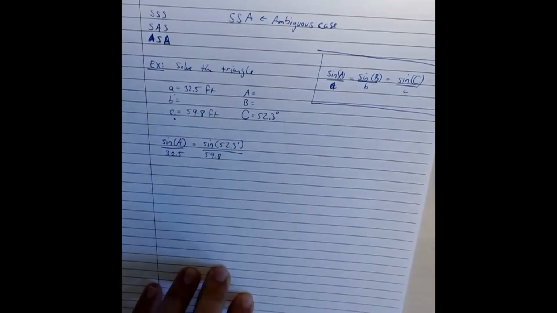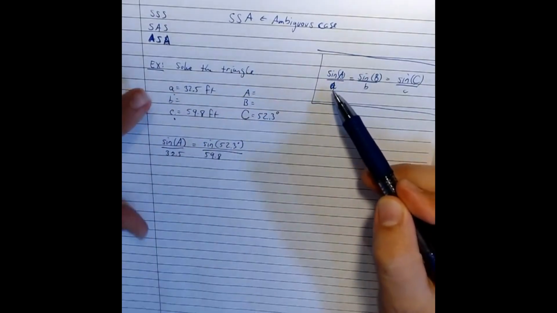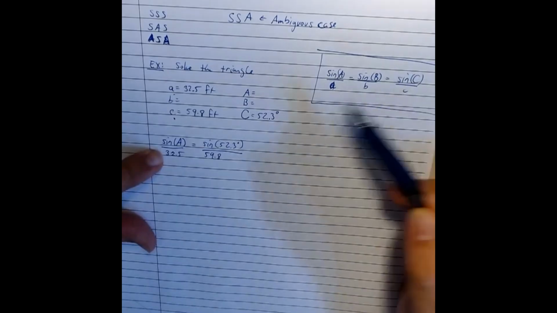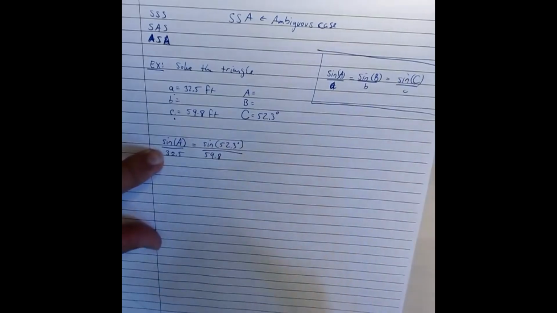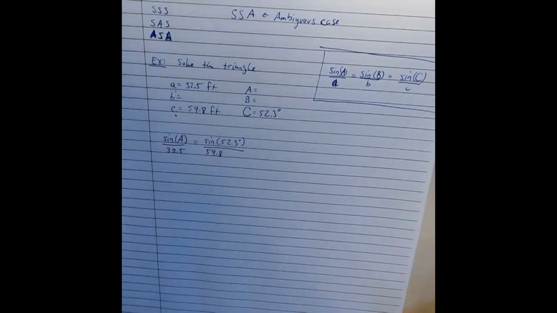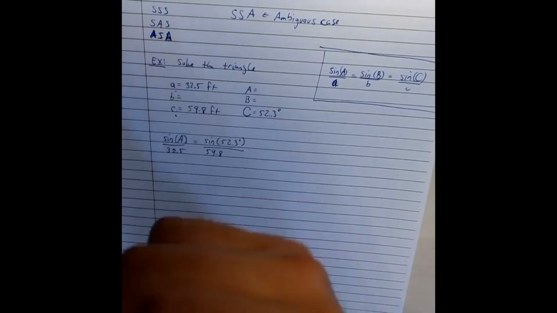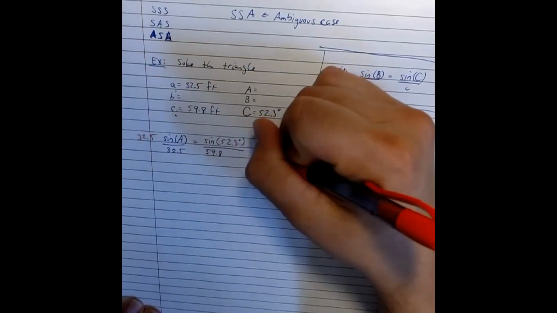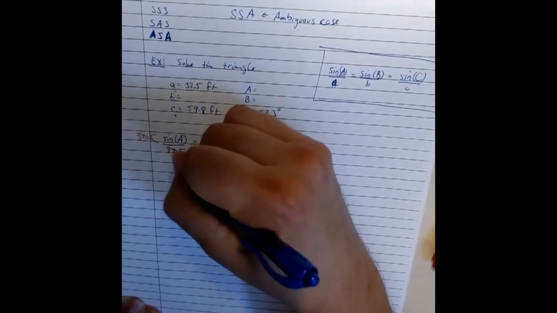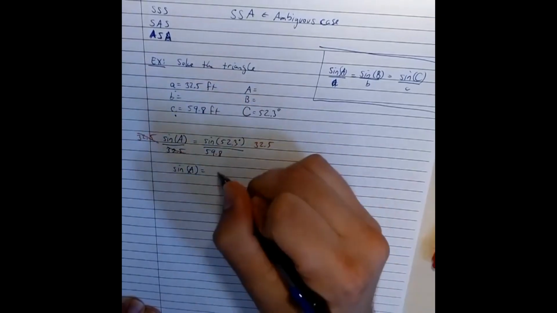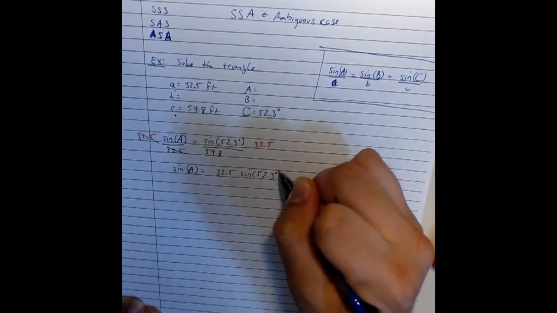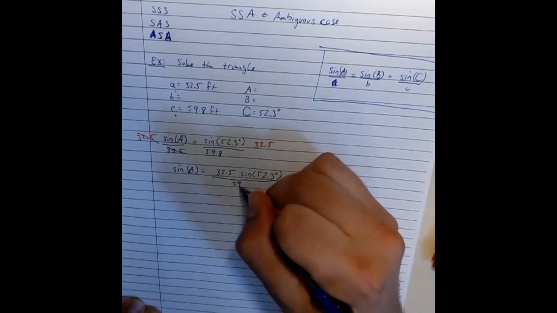Just like that. Okay. So sine of A, which we don't know, over little a, is equal to the sine of C, which we know right here, over little c, which we know right there. Okay, so now that we have that, we can solve for our missing piece. Here, if I multiply both sides by 32.5, that'll isolate the sine of A. 32.5 on both sides. And that's gone. And here we have the sine of A is equal to 32.5 times the sine of 52.3 degrees over 59.8.